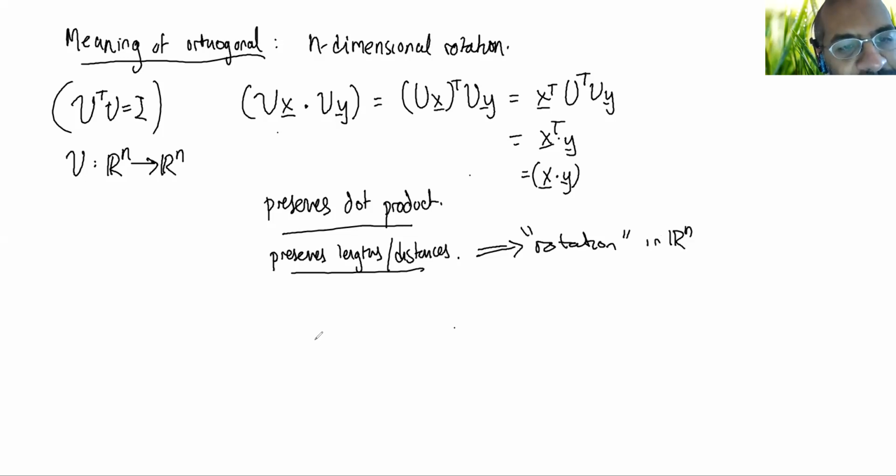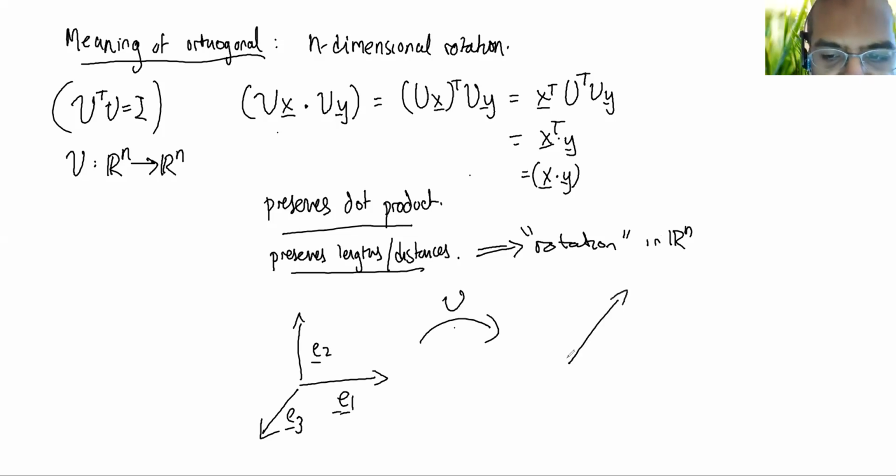Another way to think about it is that U takes the standard basis, which is actually an orthonormal basis, and if you hit this with U, it just gets mapped to some other orthonormal basis. So that's the meaning of an orthogonal matrix. Okay, so that's all I want to say about projections and orthogonal matrices.